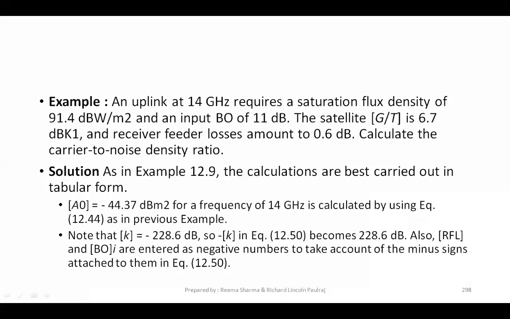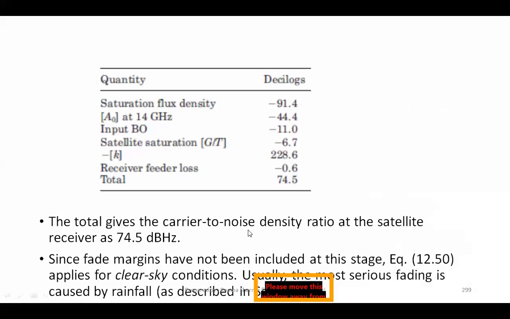So here we can also see that your K is equal to minus 228.6. Your input back off is entered as a negative number because it is a kind of loss that we are giving. So we summarize things and put it here in the form of a tabulation, and we calculate it to be about 74.5.